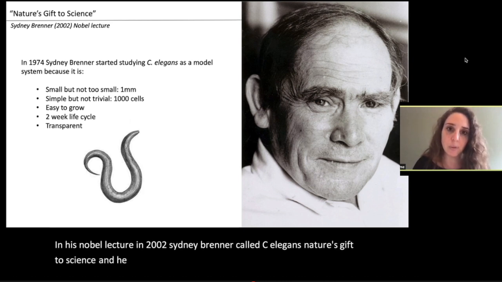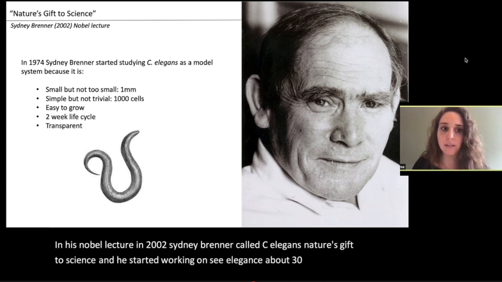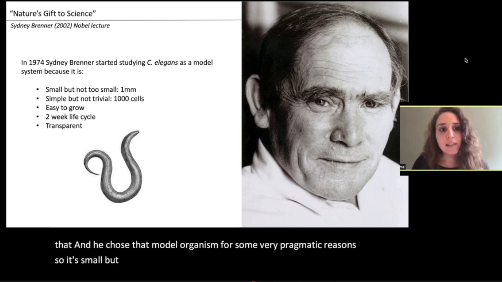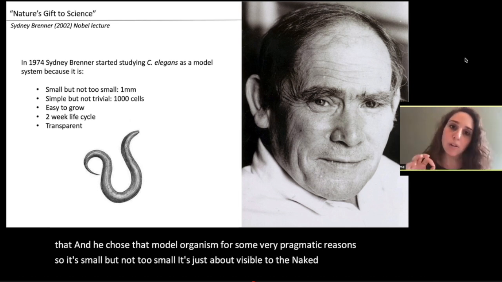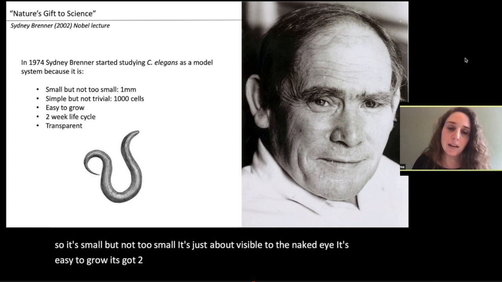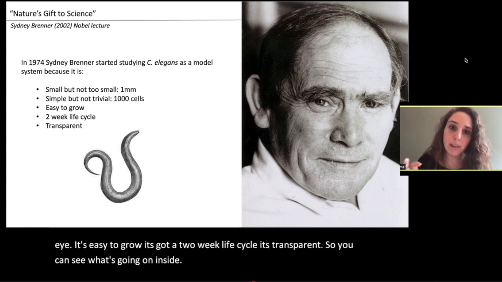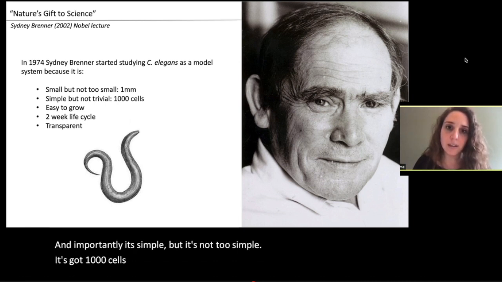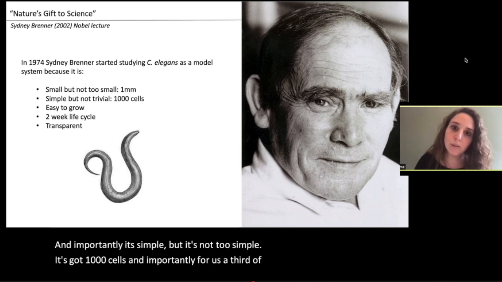And he chose that model organism for some very pragmatic reasons. So it's small, but not too small. It's just about visible to the naked eye. It's easy to grow. It's got a 2-week life cycle. It's transparent, so you can see what's going on inside. And importantly, it's simple, but it's not too simple. It's got 1,000 cells. And importantly for us, a third of those cells, so 300 cells, are nerve cells or neurons. So it's also quite a smart animal.